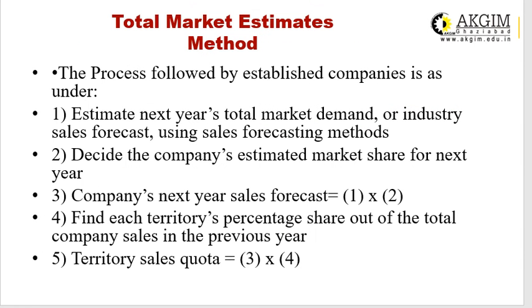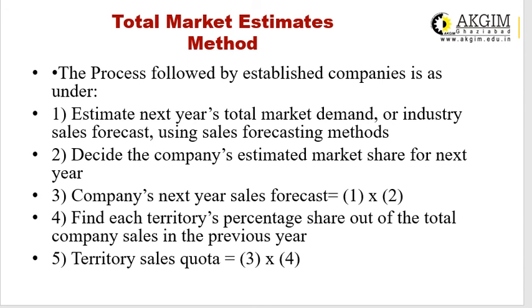And then we have the next one, that is the total market estimate method. Now we'll talk about the total market estimate method of setting up the sales quota. The process followed over here, mostly by established companies, is, first of all, estimate the next year's total market demand or industry sales forecast using the various sales forecasting methods that we have discussed in the earlier slides. Then decide the company's estimated market share for the next year.